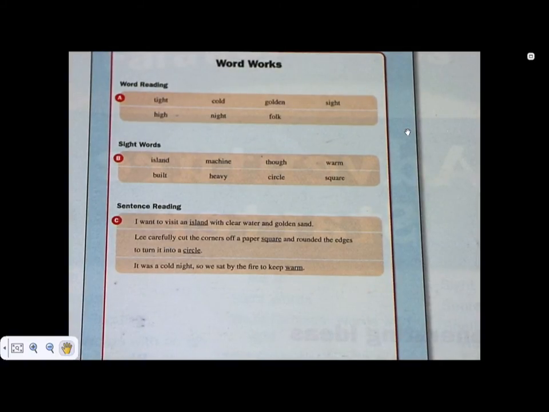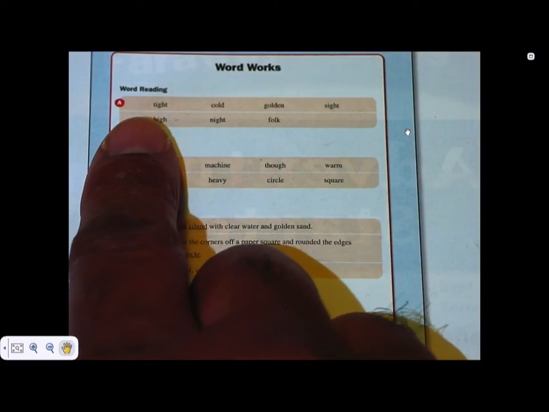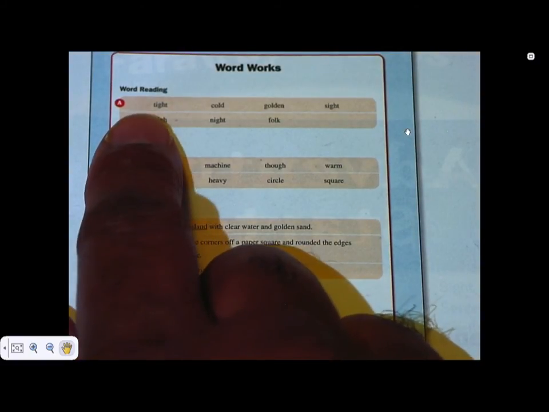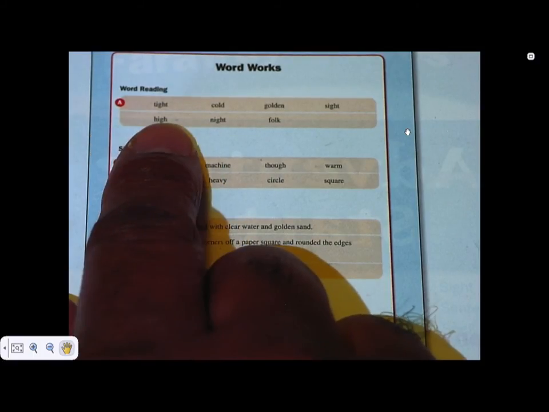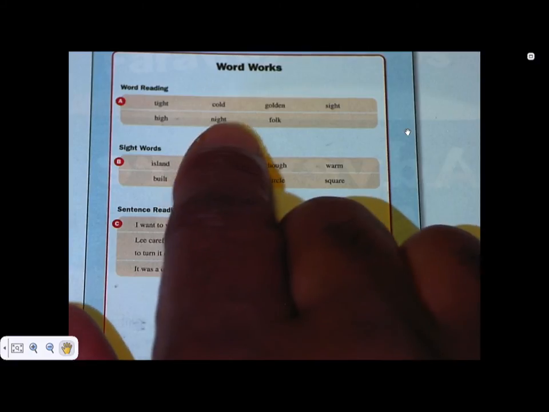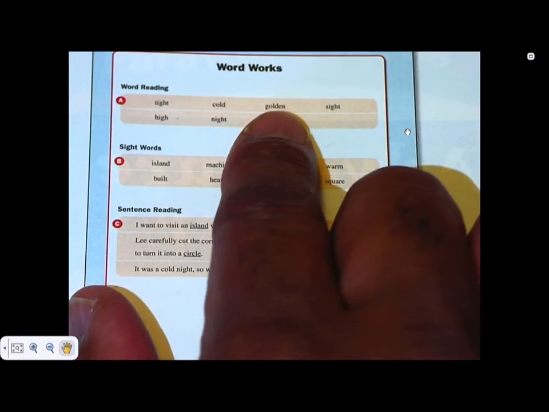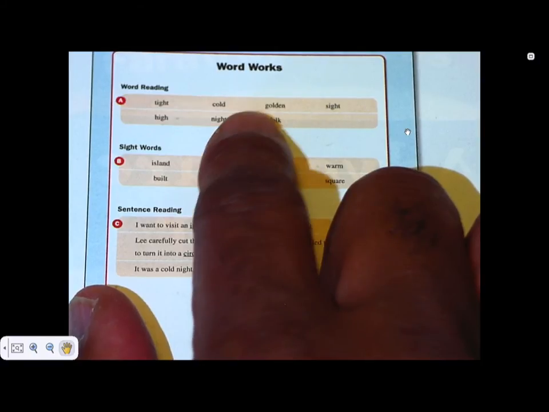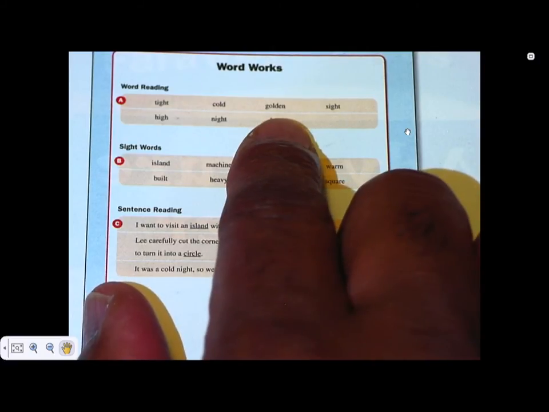I would prefer that you keep your finger on your page and do the same thing that I'm going to do in your book. So we're going to say the sounds, I, t, and then come back and say the word, tight. The next one, k, old, cold. Next, g, old, in. That goes together, golden, golden.